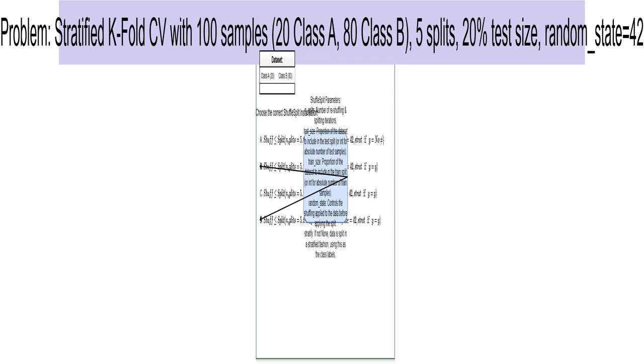I'm tackling a problem involving StratifiedKFold cross-validation. I have a dataset with 100 samples, split into two classes. 20 samples belong to Class A and 80 to Class B. My goal is to create several folds for model training and testing while ensuring a fair representation of both classes in each fold. This is a fundamental concept in machine learning, crucial for building robust and reliable models.